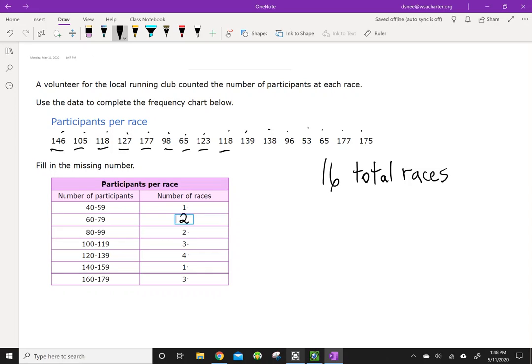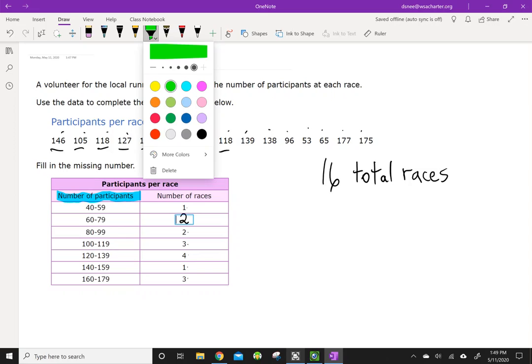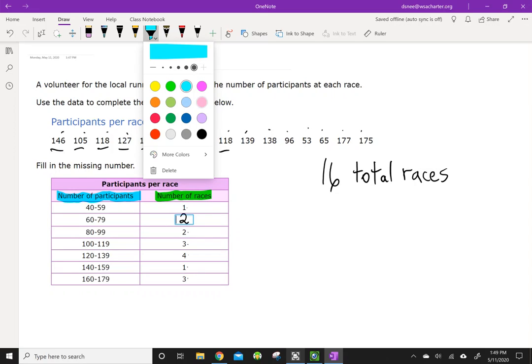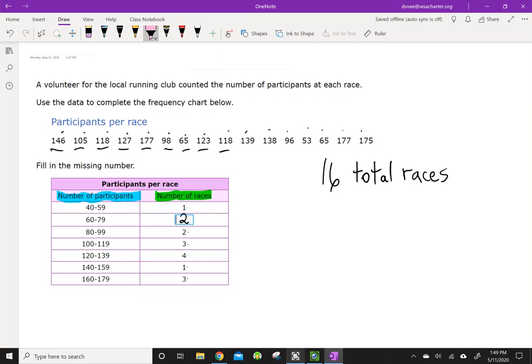When I look at this frequency table, this is participants per race is the whole thing. On the left side, I have the number of participants in the race, and the values are 40 to 59 and 60 to 79 and 80 to 99, etc. And on the right side, it's the number of races. The number of races where there were 40 to 59 participants or 60 to 79. So the value we're trying to find, I'm going to highlight that pink. The value we're trying to find right here is 60 to 79.